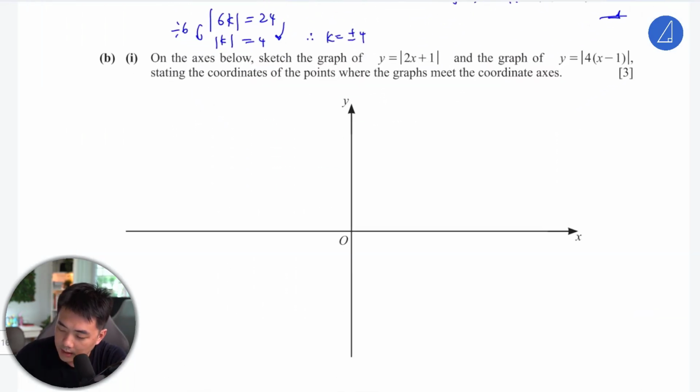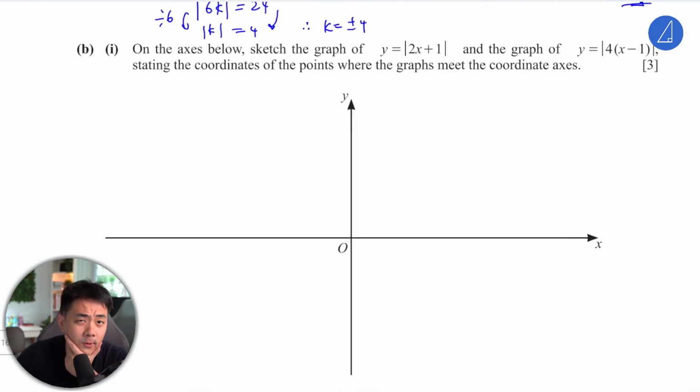On the axis below, sketch the graph of y equals 2x plus 1 and the graph of y equals 4x minus 1, stating the coordinates of the points where the graphs meet the coordinate axes. Okay, great. So let's look at the first one. I think the main thing is to write down the minimum point if you can. In this case, I know that the minimum point will be minus half, 0.